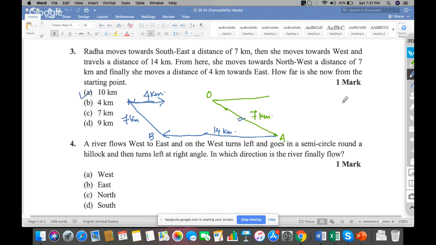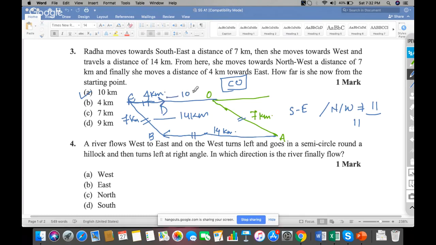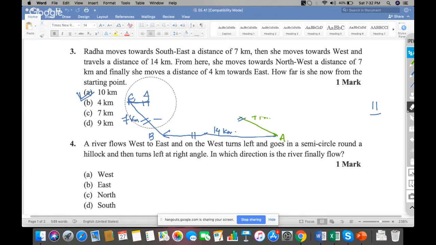Because if you look at this, the southeast direction and northwest direction here would be parallel lines, and they are of equal length. And this line, which is west and east, would also be parallel. So if I match C and O from here, if CO is matched, then I'll get a parallelogram. In parallelogram, opposite sides are parallel and equal. So if this side is completely 14 kilometers and I have traveled 4 kilometers already, I am left with 10 kilometers. So answer would be 10 kilometers. Question number 4.